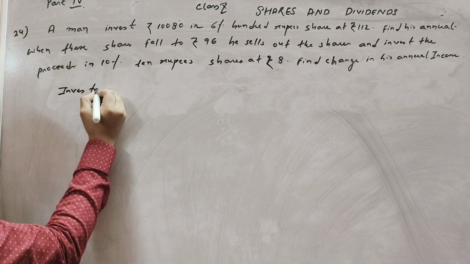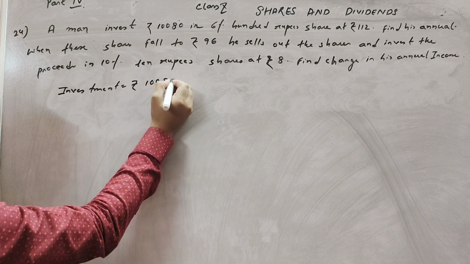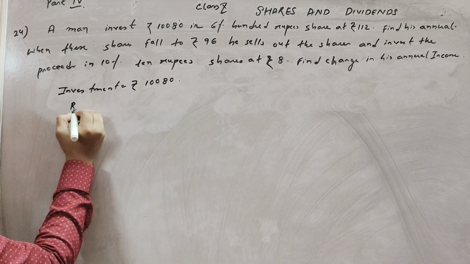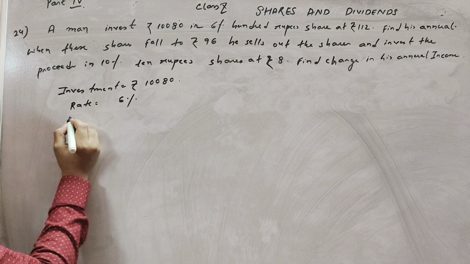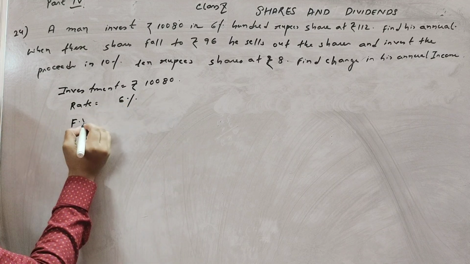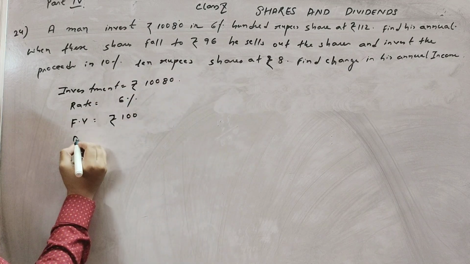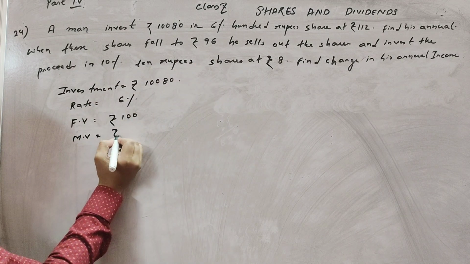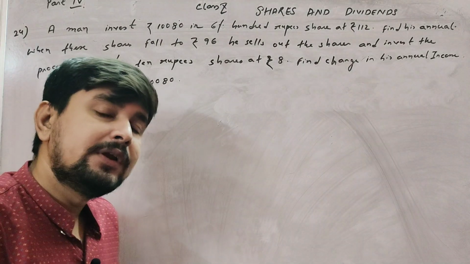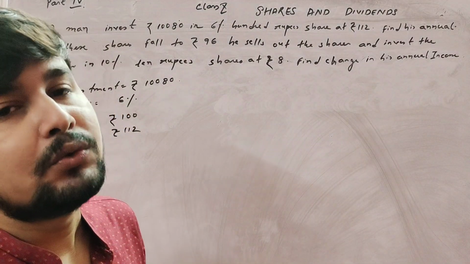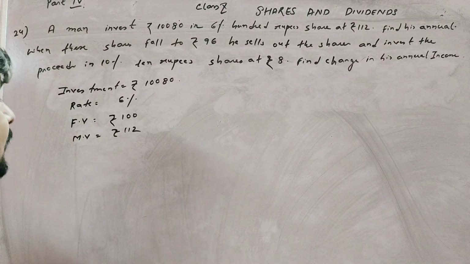investment equals rupees 10,080, rate of dividend equals 6%, 100 rupees shares, that is face value is rupees 100, at rupees 112, that is market value. Find his annual income. So we know that the annual income formula is number of shares into rate of dividend into face value. So first of all find the number of shares.